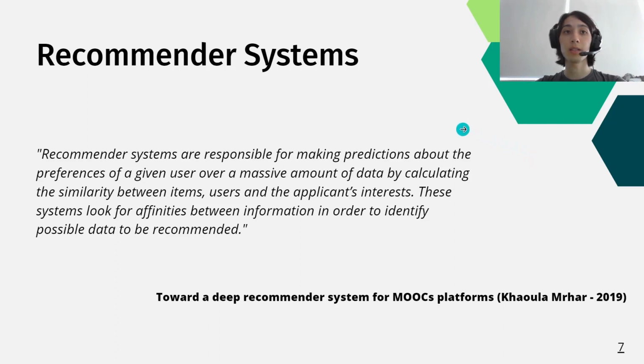According to the article Toward a Deep Recommender System for MOOCs Platforms from 2019, recommendation systems can be defined as follows. Recommender systems are responsible for making predictions about the preferences of a given user over a massive amount of data by calculating the similarity between items, users, and the applicant's interests. These systems look for affinities between information in order to identify possible data to be recommended.